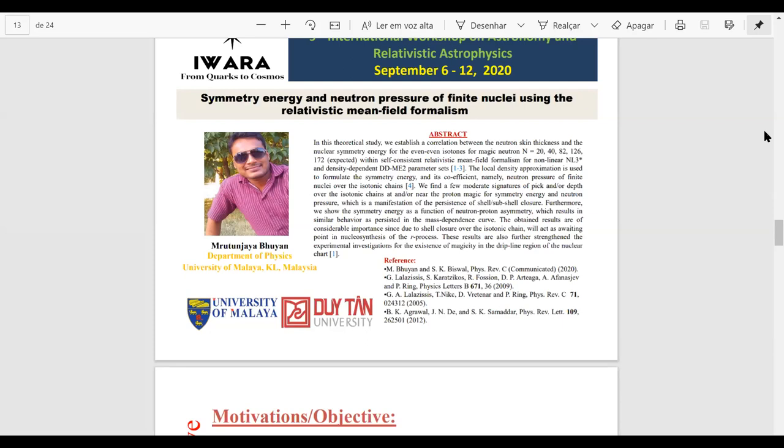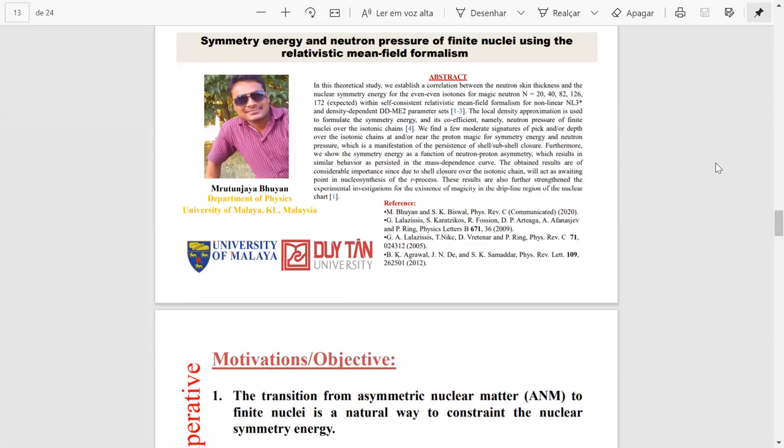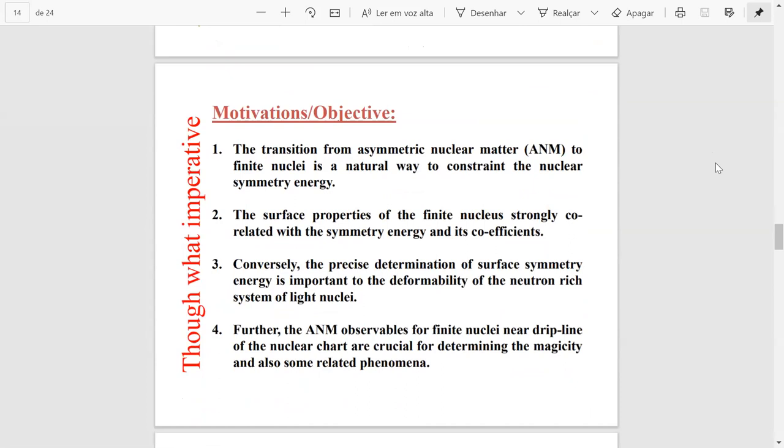As we know, these are crucial quantities in determining or constraining the equation of state of nuclear matter and vice versa. Here we have the motivation for the calculations, which is based on the nuclear matter constants, like saturation density or twice the saturation density, binding energy per particle, pressure density, energy density, symmetry energy, and its coefficients corresponding to the finite nuclei.